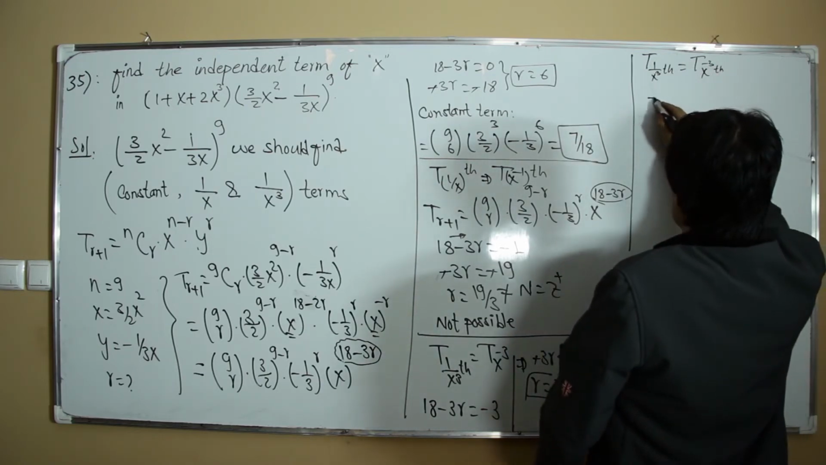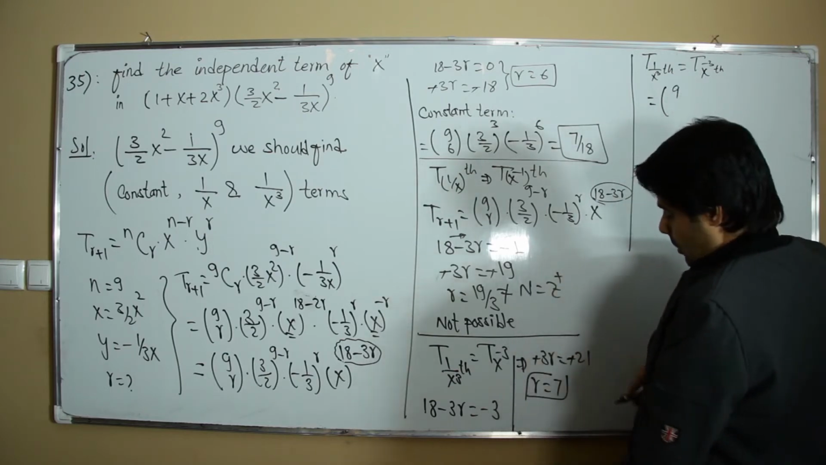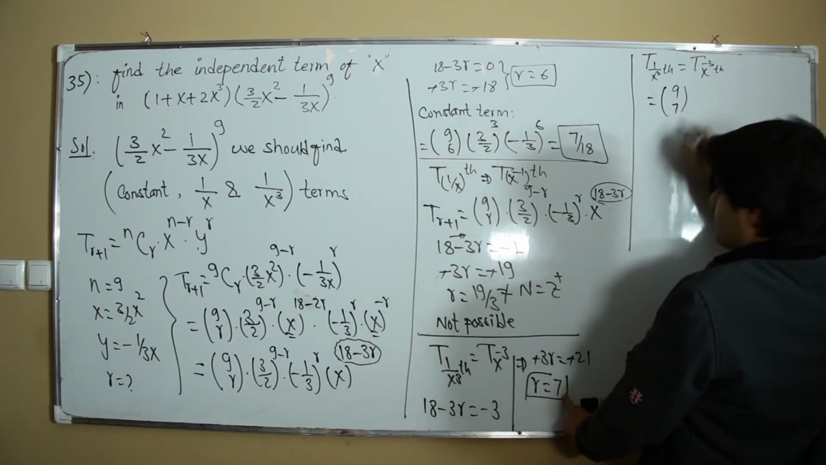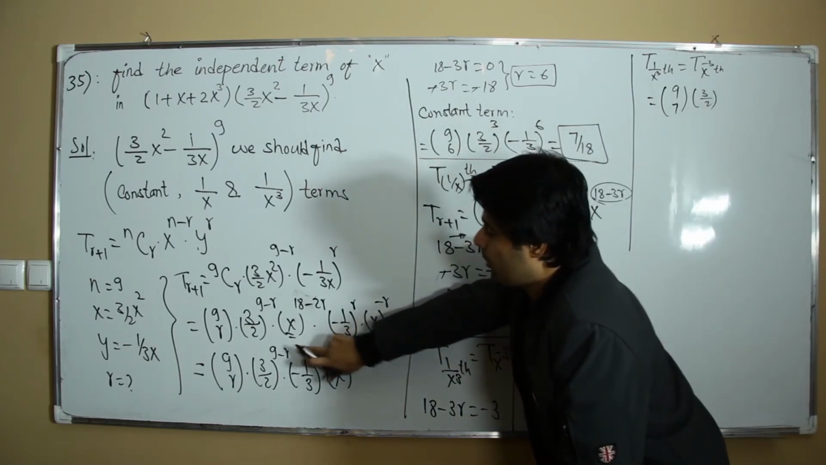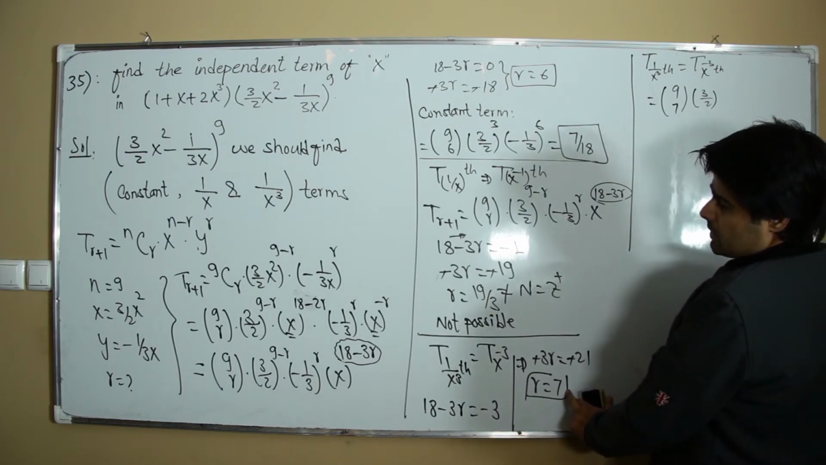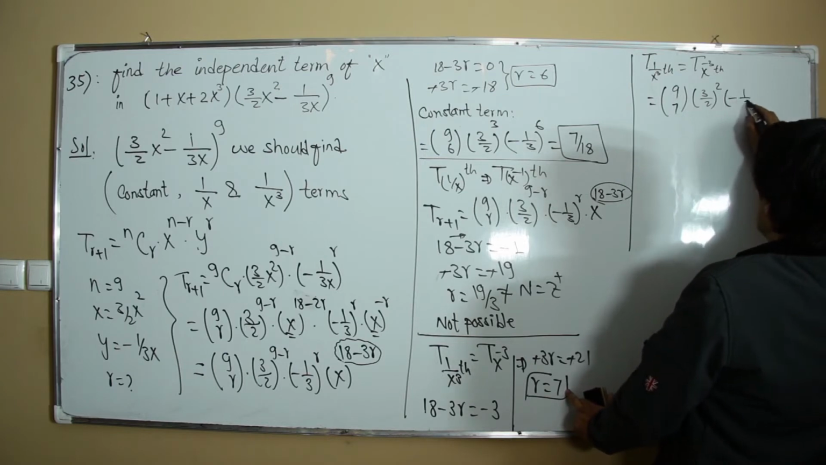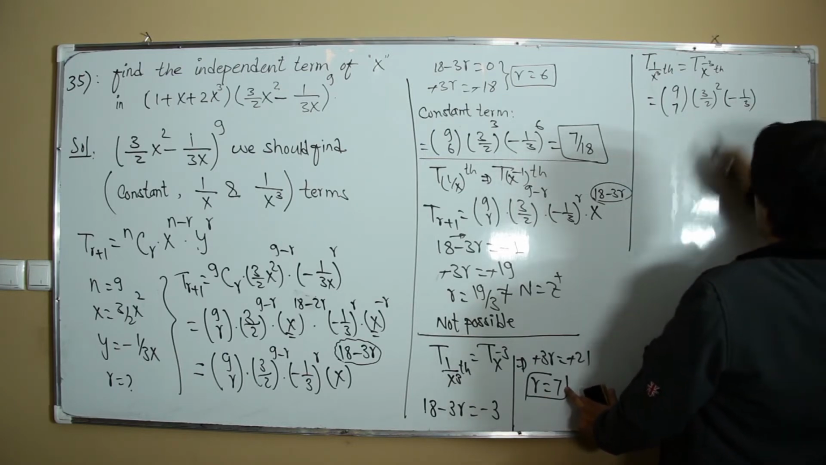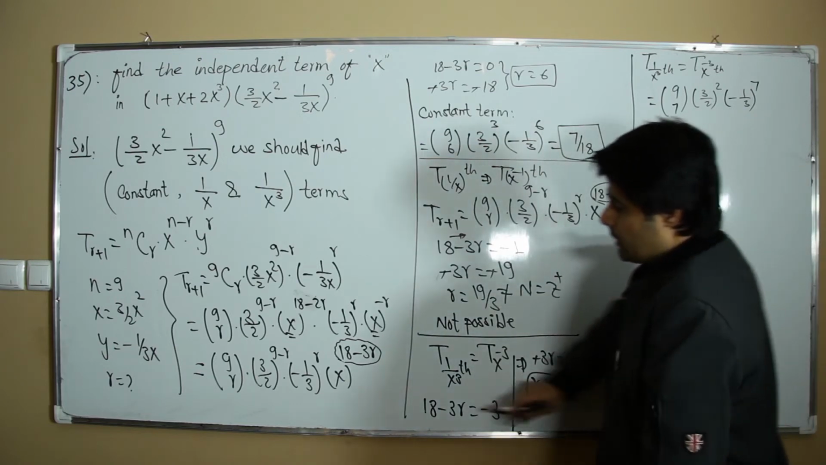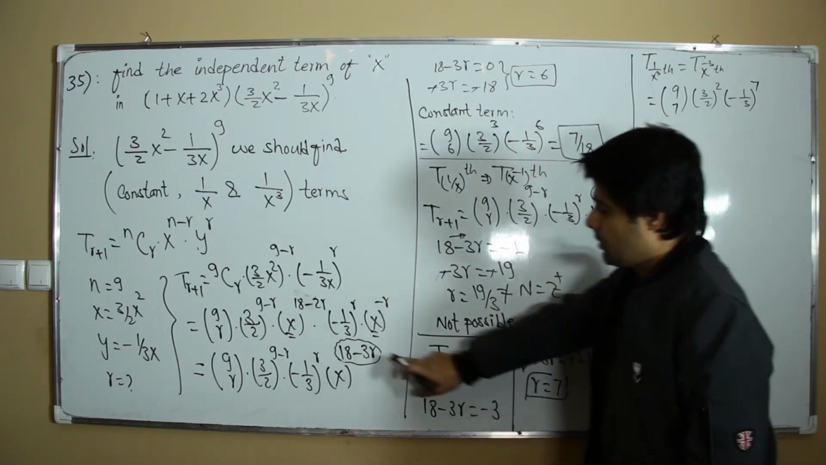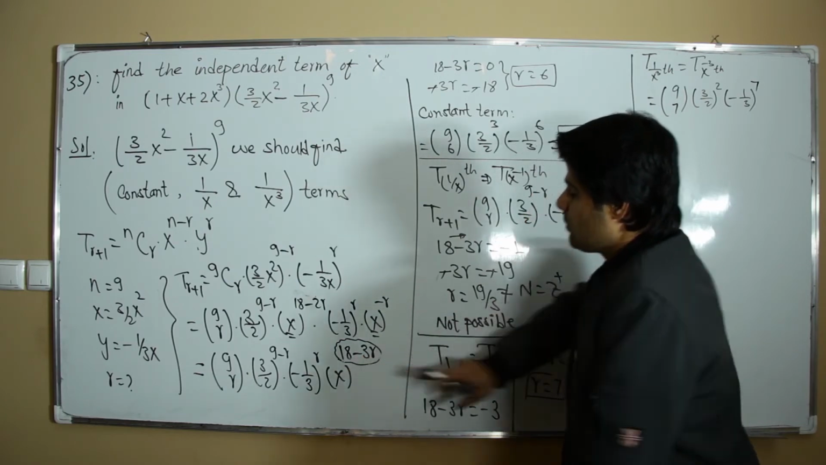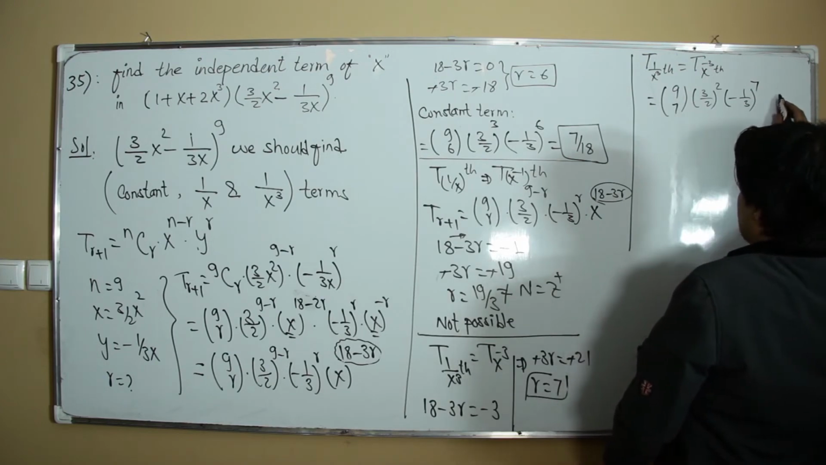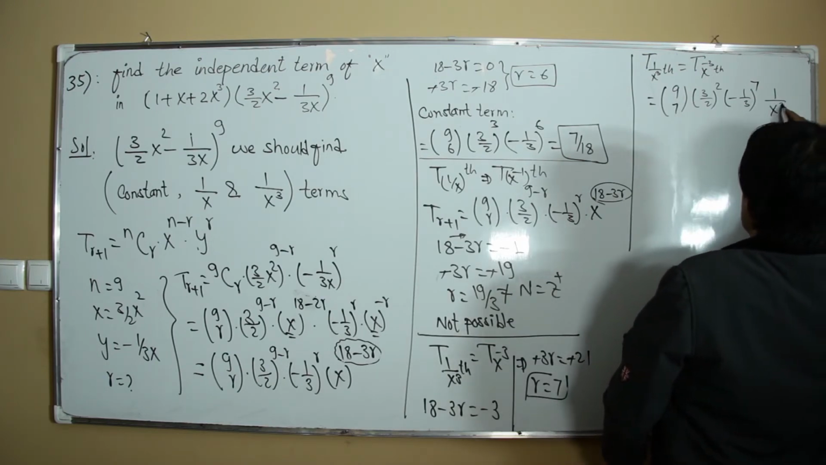It is 9. Instead of r, you have to put 7. 3 by 2. Instead of r, you have to put 7. 9 minus 7, it is 2. Am I right? Minus 1 divided by 3. Instead of r, you have to put 7. And instead of r, you have to put 7. 3 times 7, it is 21. 18 minus 21, it is x to the power minus 3, or 1 divided by x cubed.